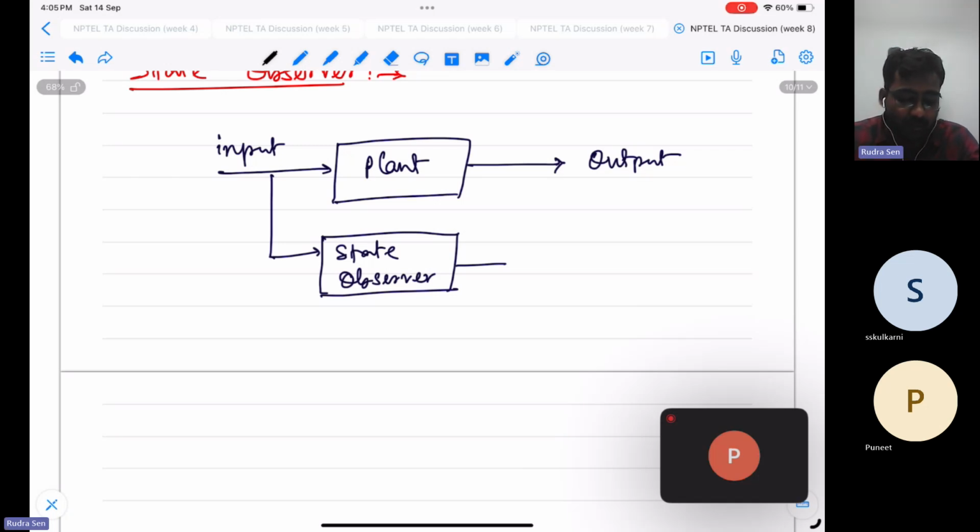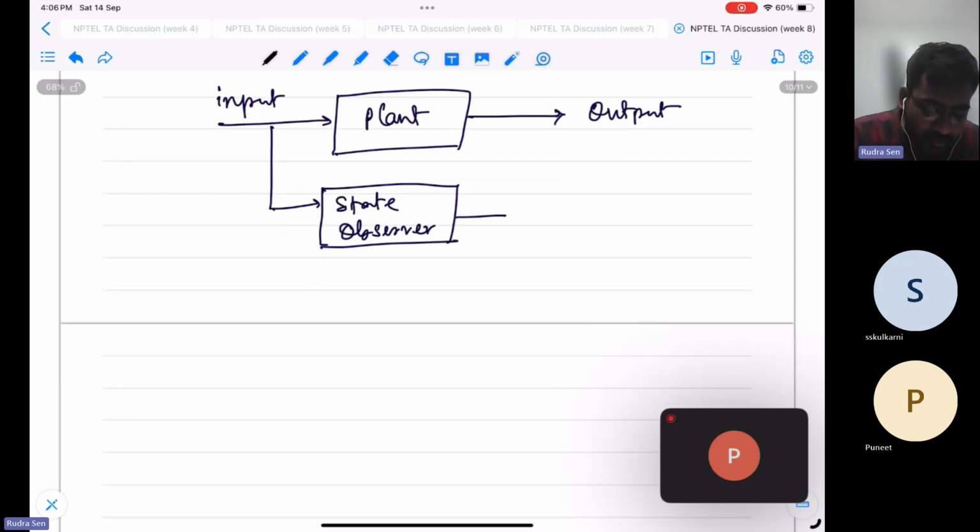But what this full state observer does is estimate all the 4 states, irrespective of how many states are measurable. This state observer estimates all the states. Sometimes it is not required, because the states which we can already measure, why do we need to estimate those states, right? So we will talk about that later. First, we talk about the full state observer.